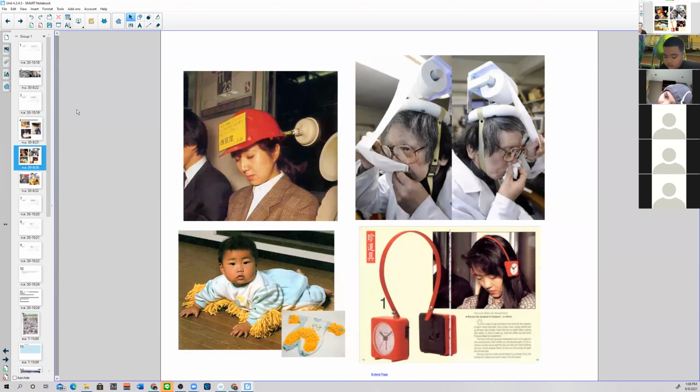Here's another bunch of stuff. Look at this baby, they attached a mop to the onesie. So when the baby starts to crawl, he's just going to clean up the floor all along while he's crawling. And that's a hat to prevent someone from falling over when you fall asleep, it kind of holds your head in place. That's other funny invention stuff.